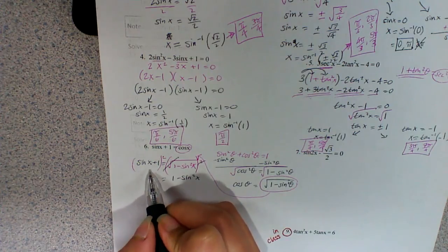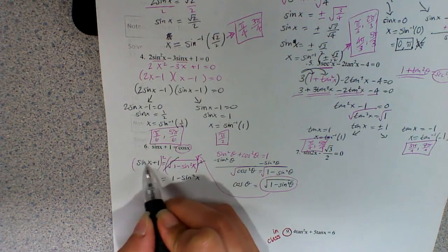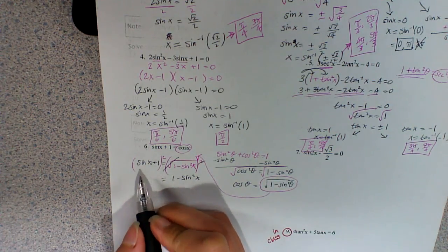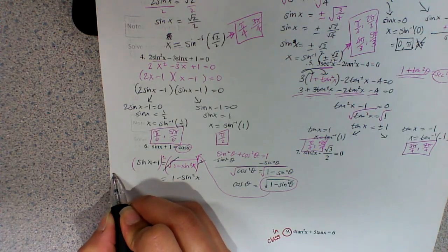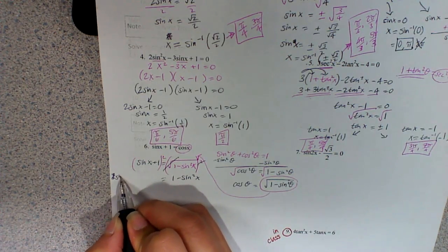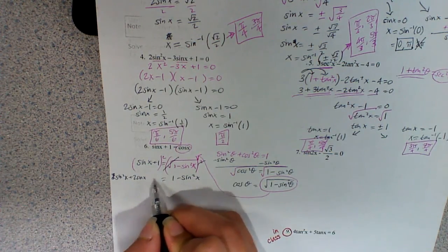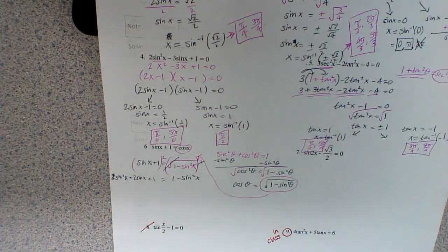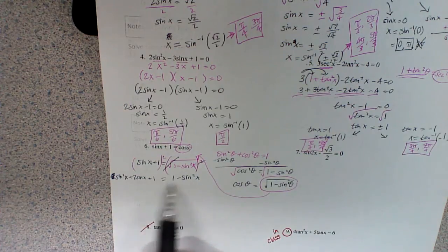So take a minute, go ahead and actually FOIL this, so it would be sine of x plus 1 times sine of x plus 1, so by times itself. So once you actually FOIL it, you should end up with sine squared of x plus 2 sine of x plus 1. Now I have sines all the way through and I have a 1 all the way through.